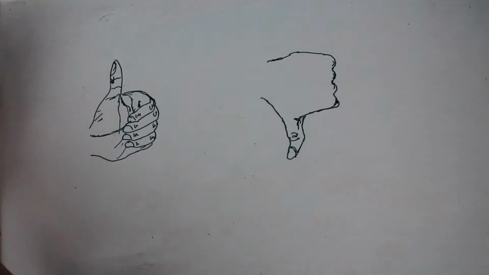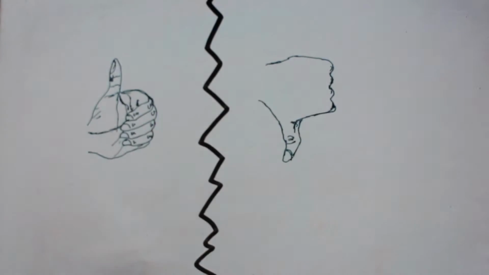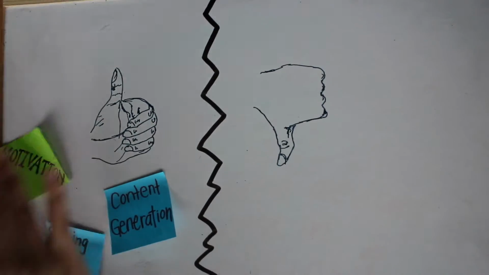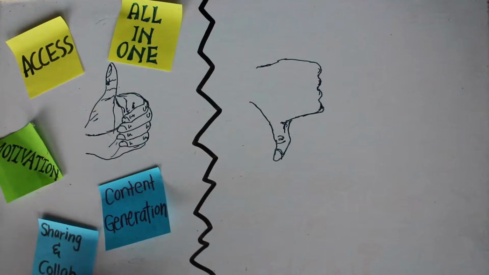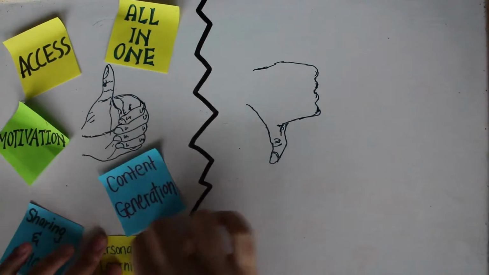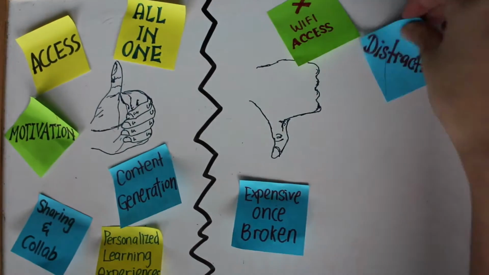For disadvantages, distraction is a major negative impact as students may use the devices for irrelevant purposes in class. It is not cheap once it's broken, and there is no access without Wi-Fi.